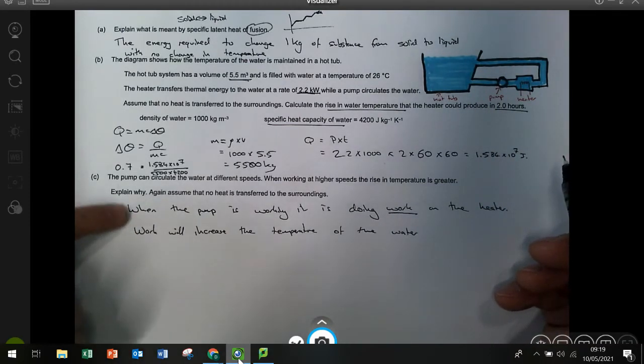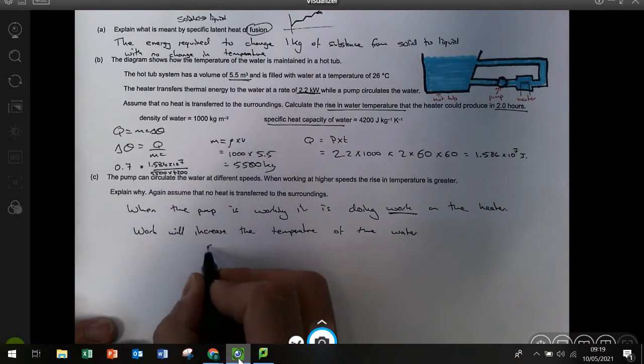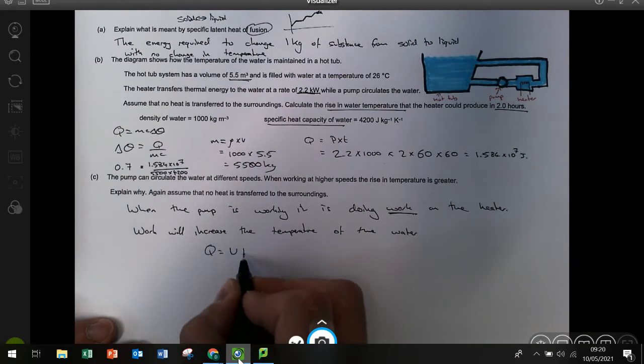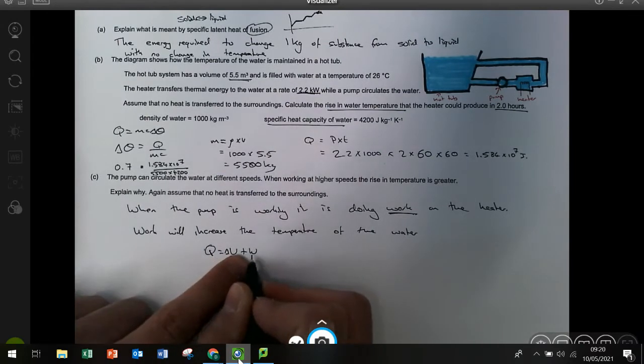But this is probably the most technical way to word it because we're talking about work, and obviously this relates to the first law of thermodynamics, which is usually expressed like this. So energy flow is internal energy plus work.